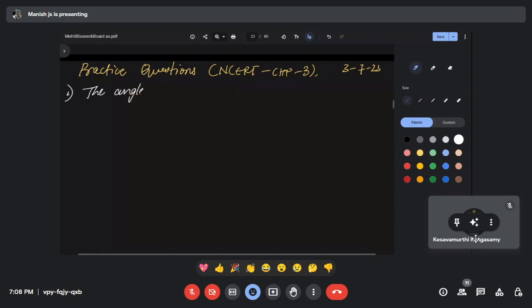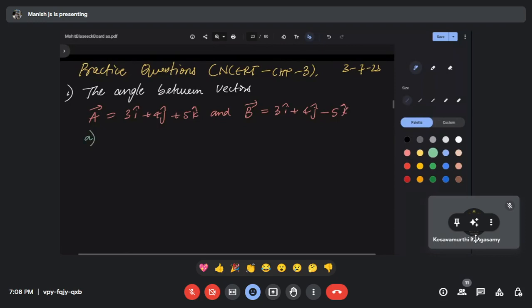The angle between vectors. So I'm specifying the vectors here. Two vectors are given. So that is vector A, which is 3i plus 4j plus 5k, and vector B, which is equal to 3i plus 4j minus 5k. So I've given you two vectors. The question is, you will have to find out what is the angle between them. I'm giving you the options also.